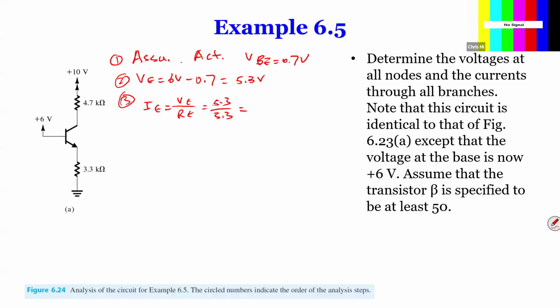How many milliamps? Okay, I need to get some sort of value. It's 1 point something. Can some people calculate? Well, what I can do is go to IC equals alpha times IE, and I get another value, 1.61. Okay, can we calculate IC? It's probably 1.6, I would guess, or 1.59.